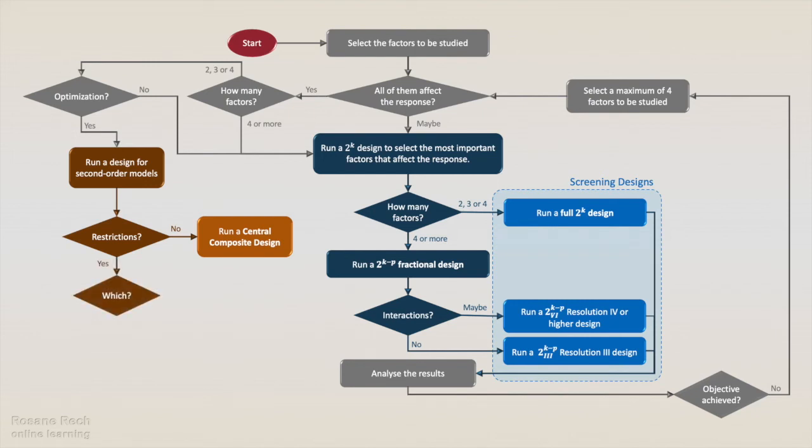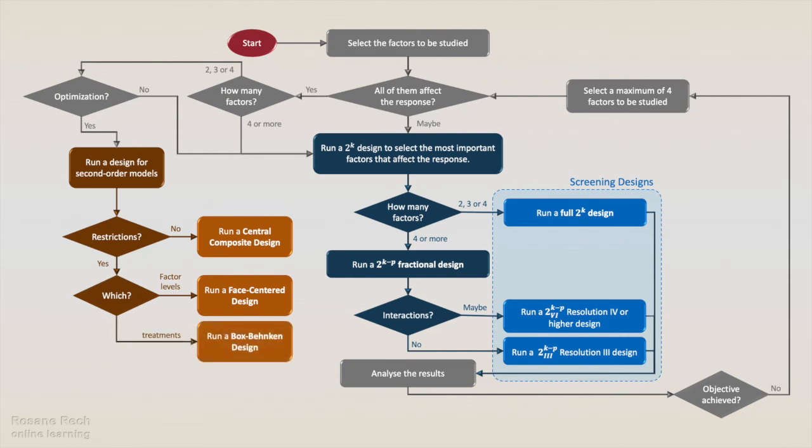However, maybe we have some restrictions. If we have limitations on the factor levels, meaning we cannot afford 5 levels of each factor, we can use a face-centered composite design. It is very similar to the central composite design, but uses only 3 levels of each design factor. If our restrictions are about some treatment combinations, for example, if we know that the treatments with all factors at their high levels or all factors at their low levels would return a bad or even nonexistent result, we can run a Box-Behnken design that does not have treatments in the vertices of the cube.